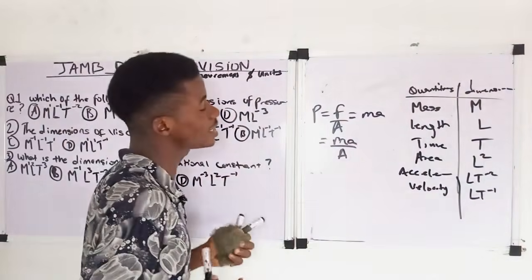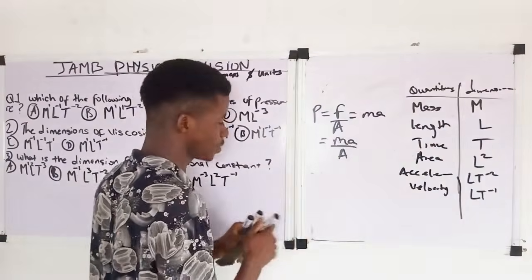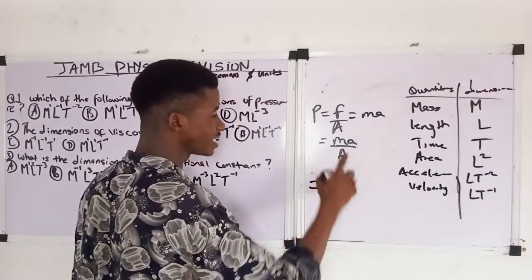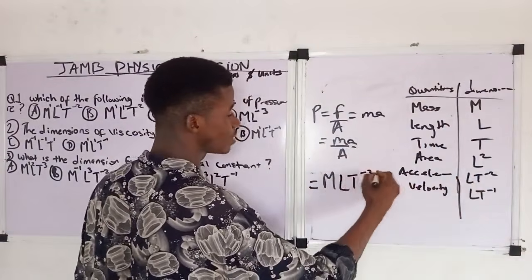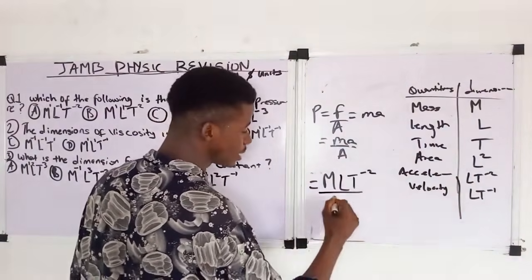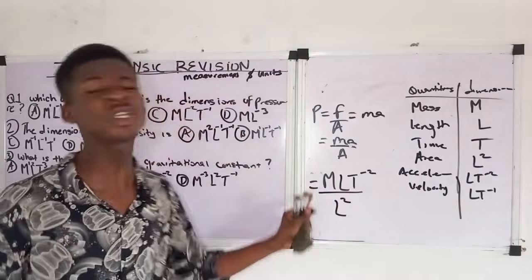So let's continue now. What is the dimension for mass? It is capital letter M, right? What about the dimension for acceleration? It is L t raised to minus 2, right? What about the dimension for area? It is L raised to 2. Are we done yet? No.